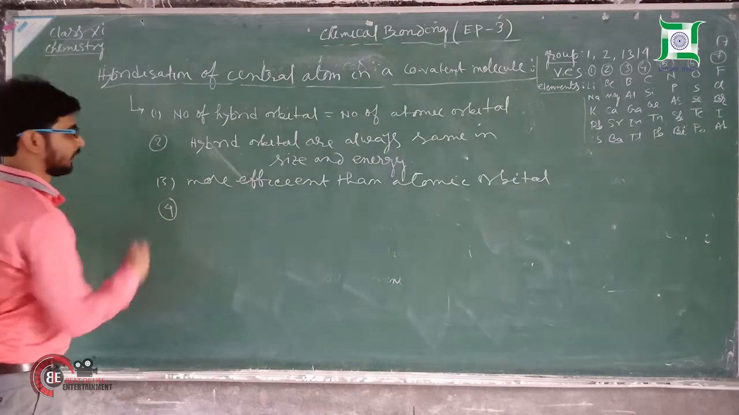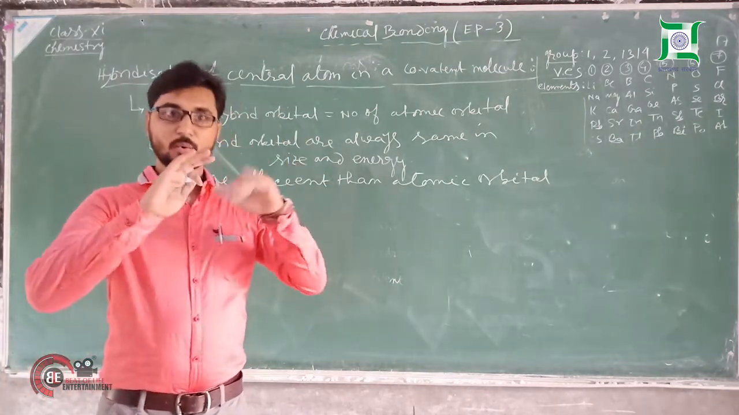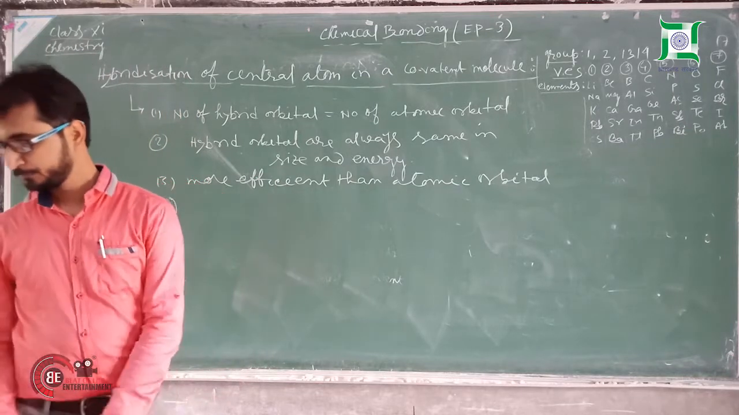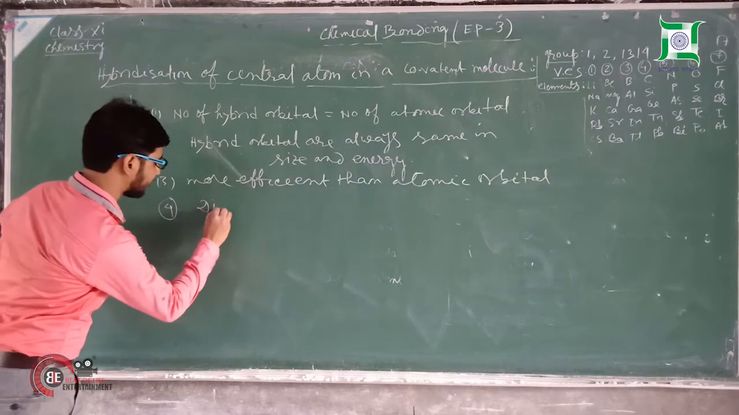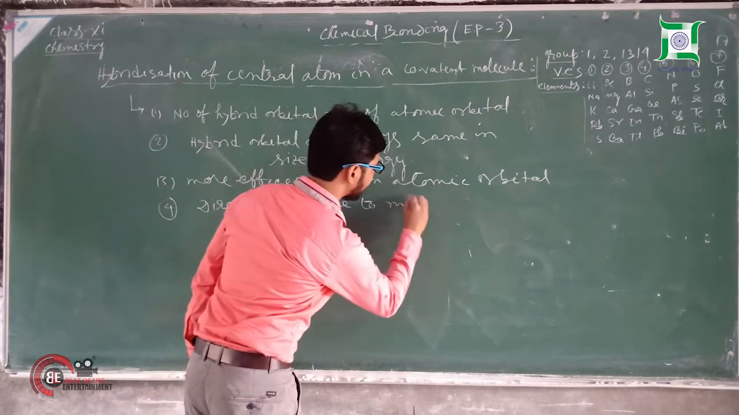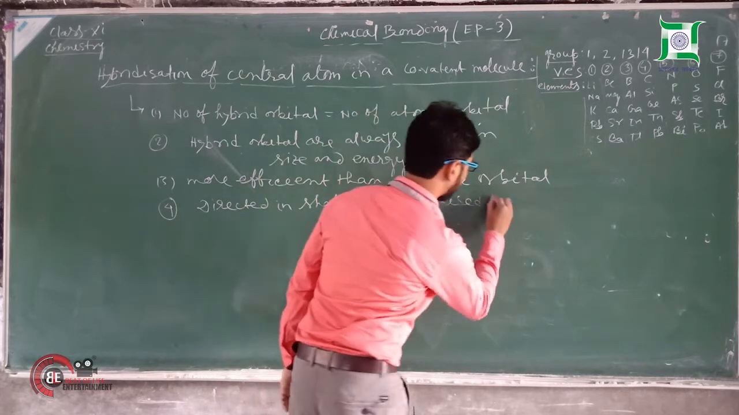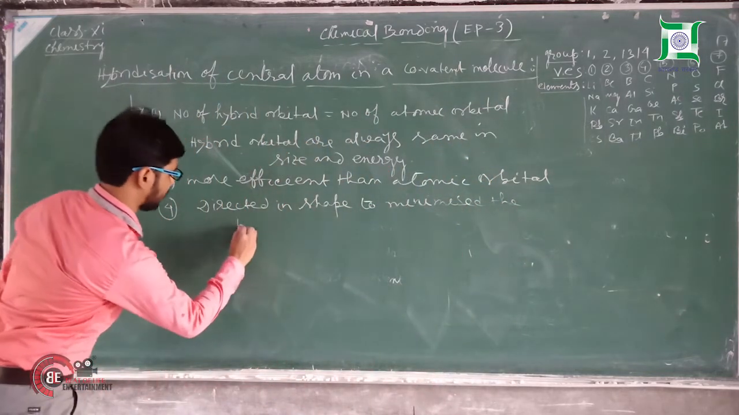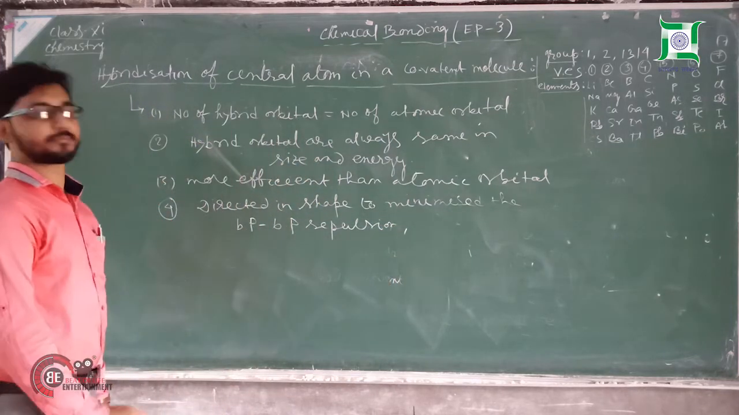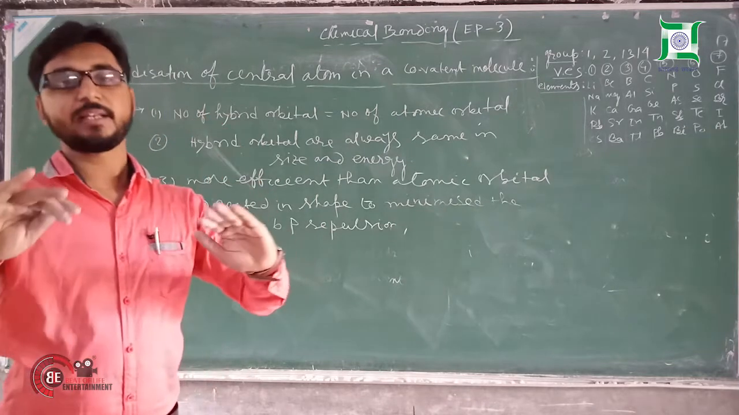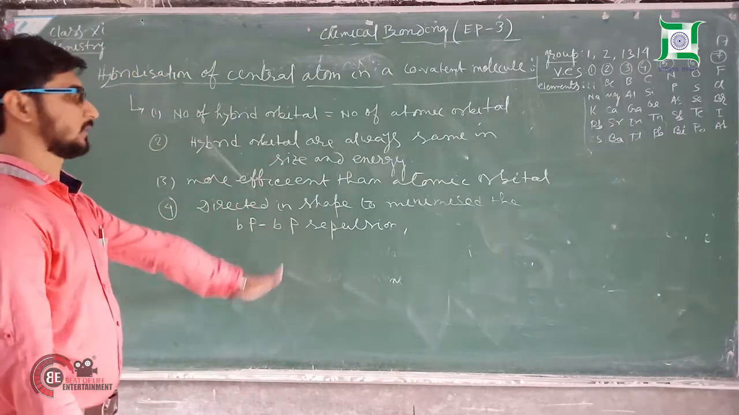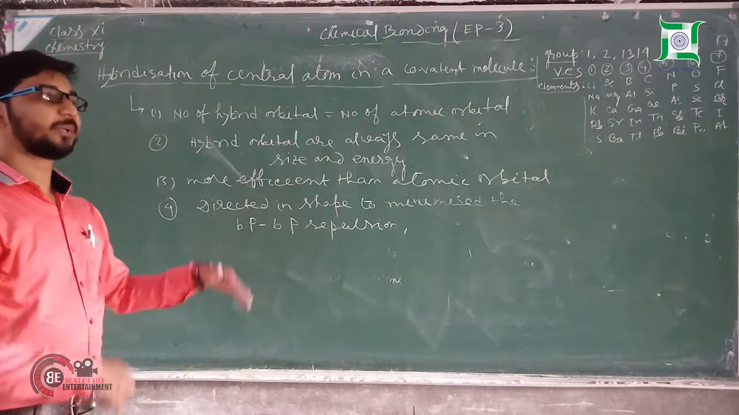And number 4, these hybrid orbitals are oriented in space in such a direction that the bond pair repulsion becomes minimum. They are directed in space to minimize the bond pair repulsion. So after the formation of hybrid orbitals, they are oriented in space in such a way that the bond pair repulsion becomes minimum. So these are the salient features of hybridization, that is, what hybridization is and how it happens.